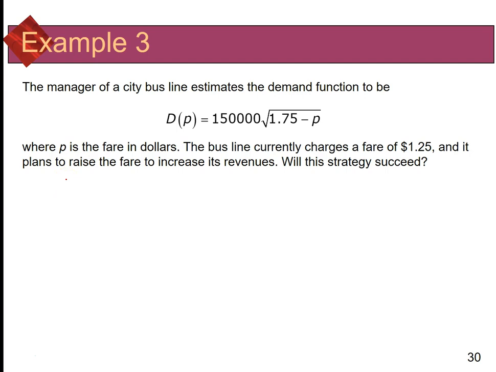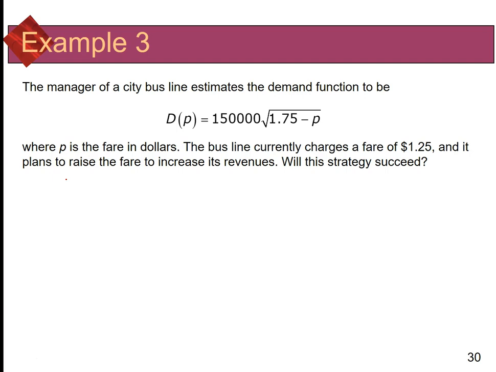For this example, the manager of a city bus line estimates the demand function to be D of P equals 150,000 times the square root of 1.75 minus P, where P is the fare in dollars. The bus line currently charges a fare of $1.25, and it plans to raise the fare to increase its revenue. Will this strategy succeed?